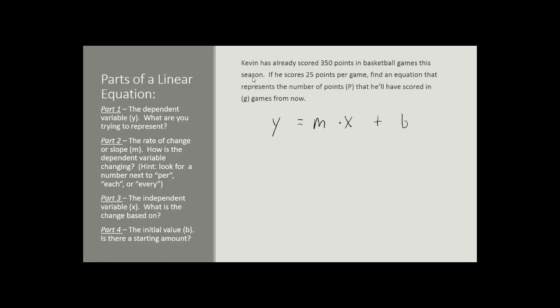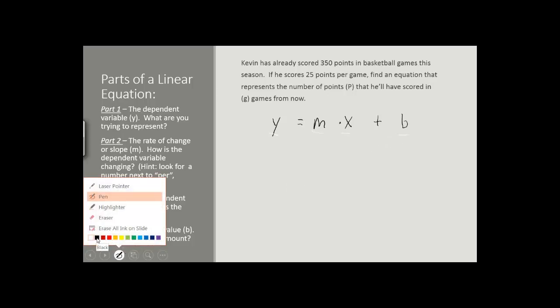So here's today's question. Kevin has already scored 350 points in basketball games this season. If he scores 25 points per game, find an equation that represents the number of points that he'll have scored in G games from now. Now, if we are going to construct a linear equation, there are 4 pieces to the puzzle. The y, the m, the x, and the b.